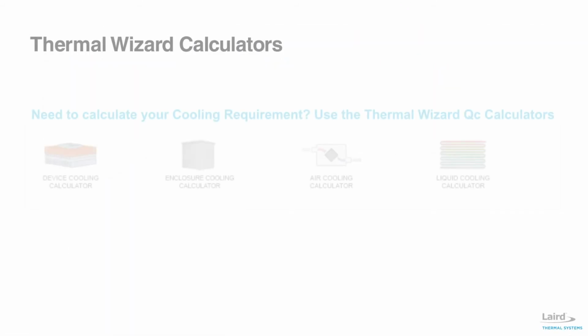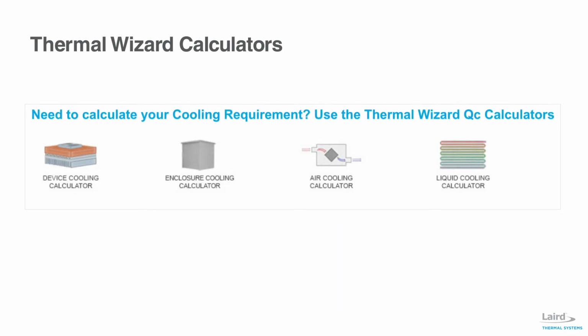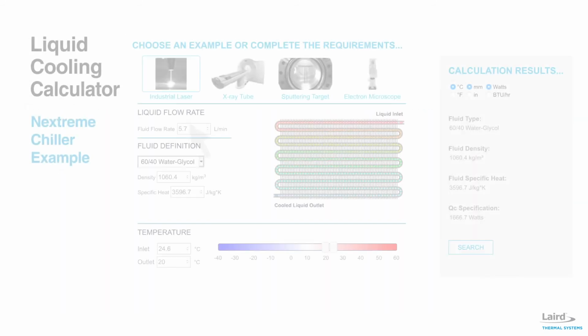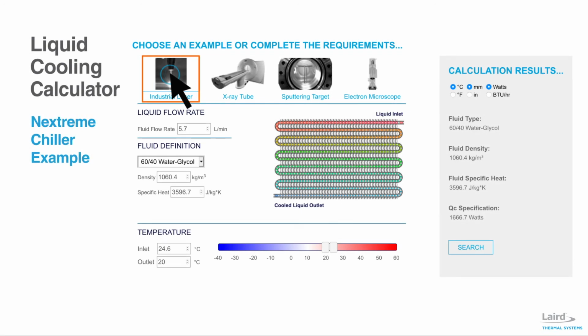If you do not know the QC requirement of your application and would like to identify which chiller will perform best, you may use the Thermal Wizard liquid calculator. In this example, we will use cooling an industrial laser for the application. According to the specifications, the minimum flow rate will be 5.7 liters per minute.